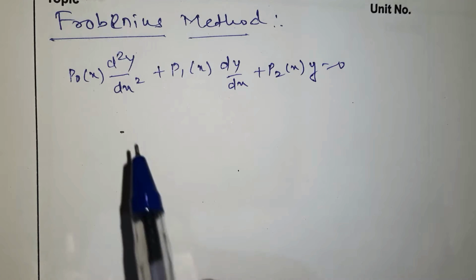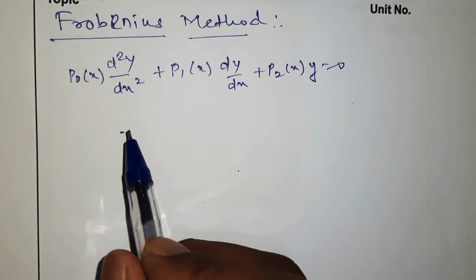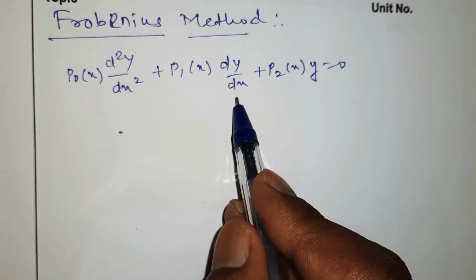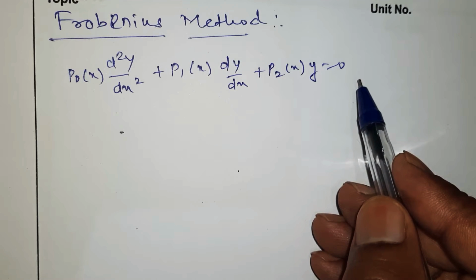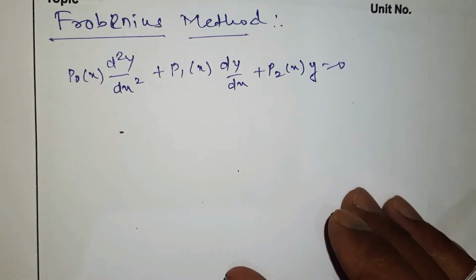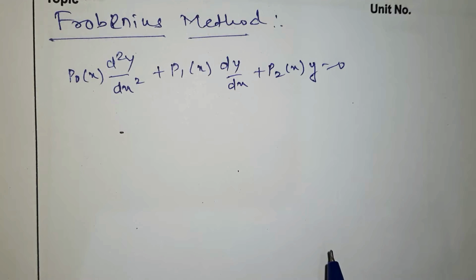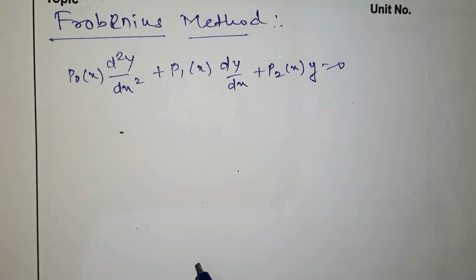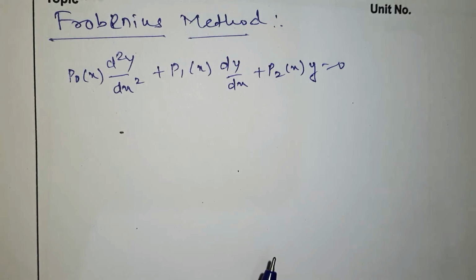Let us consider our linear differential equation of order 2 with variable coefficient. Here p0 of x d2y by dx square plus p1 of x dy by dx plus p2 of x y is equal to 0. This is our second order linear differential equation. Here p0, p1, p2 all are functions of x. We have solved such a type of problems while finding the solution with ordinary points. Now let us first define singular point, and then I will explain the Frobenius method.